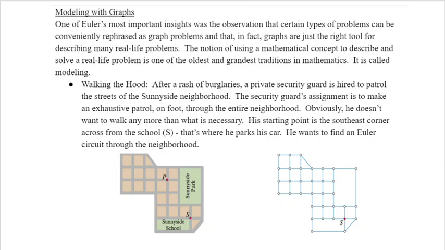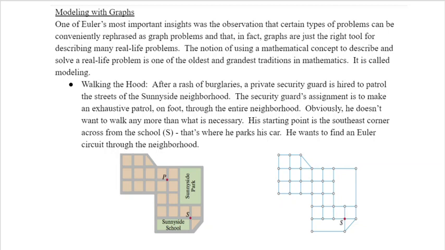After a rash of burglaries, a private security guard is hired to patrol the streets of the Sunnyside neighborhood. The security guard's assignment is to make an exhaustive patrol on foot through the entire neighborhood. Obviously, he doesn't want to walk any more than what is necessary. His starting point is the southeast corner across from the school, and that's where he parks his car, and he wants to find an Euler circuit through the neighborhood.